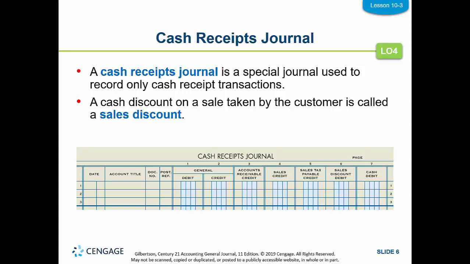Okay. So when we look at our cash receipts journal, it's basically a journal that we use anytime cash is coming into the business. Okay? It's got to go into our cash receipts journal. Moving from left to right, we have our date, account title.